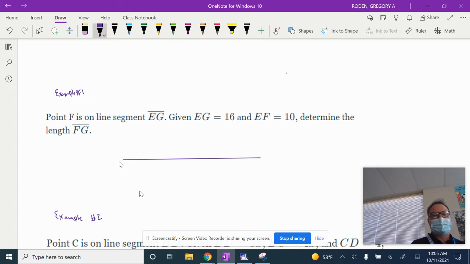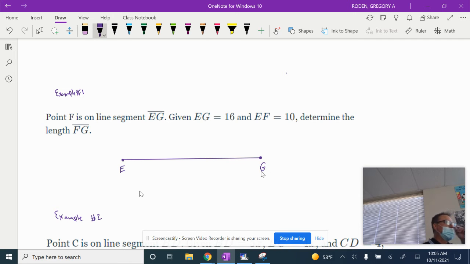All right, so what do we know? Because this is a segment, what do we have to put on the ends? Yep. And what are the points? E and G. So remember, guys, we always name a segment by its endpoints. Y'all see that? Okay, so E and G are the endpoints. There could be lots of other points, but they are actually the endpoints.